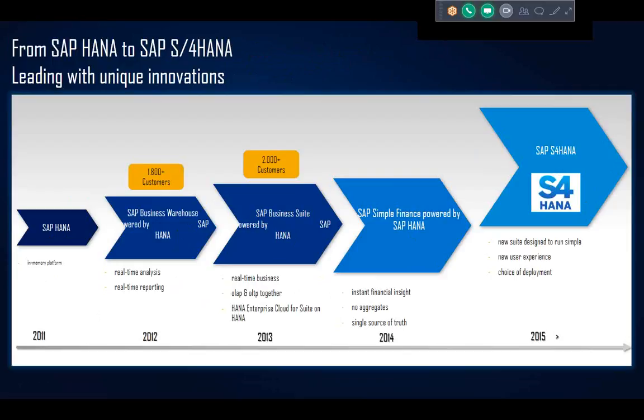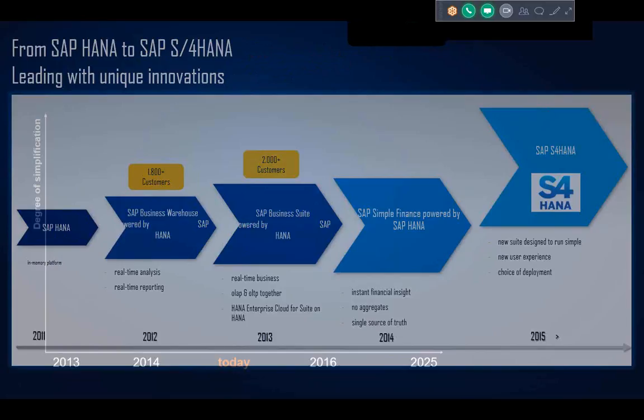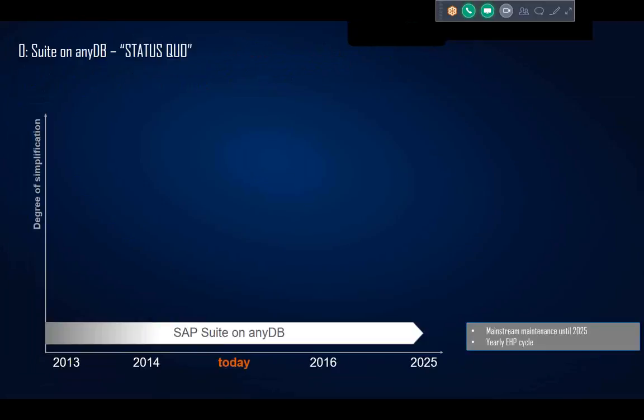SAP S/4HANA is SAP's newest business application. One of the core business drivers behind SAP S/4HANA is what I mentioned in the last slide from Hasso, which is putting your transactions and analytics together in real time on the HANA platform. So your reporting and analytics become simpler and real time. There is no separate transaction and BI environment going forward. Everything comes into the same common database, making it real time.